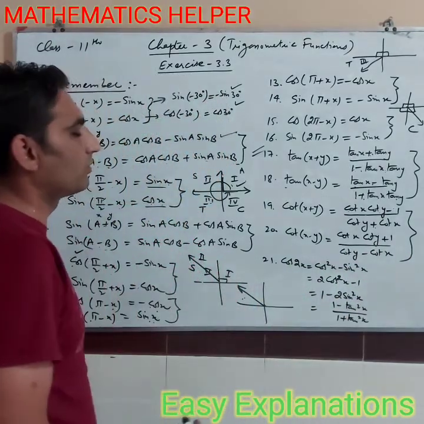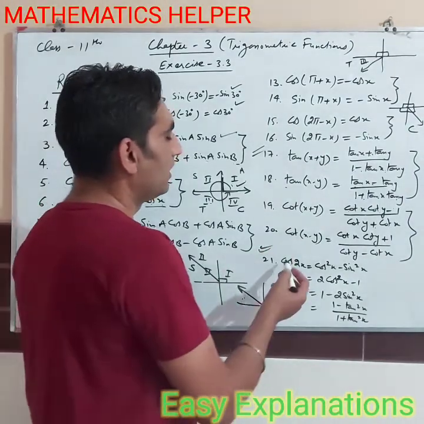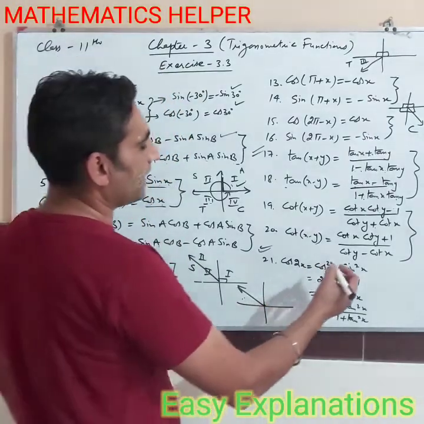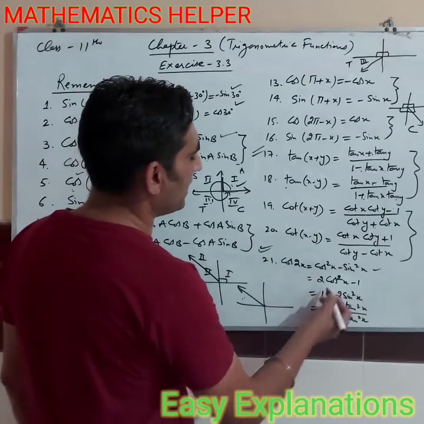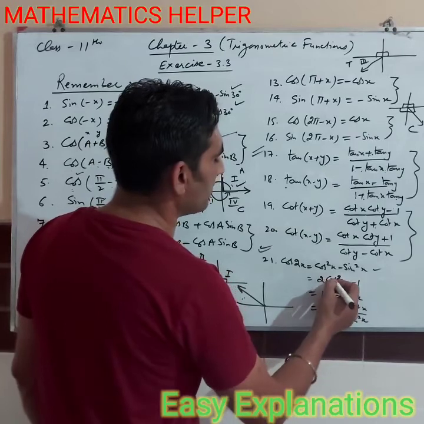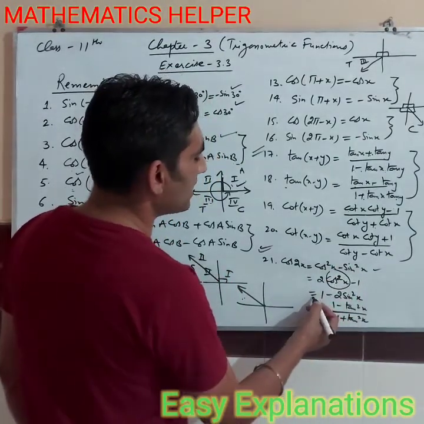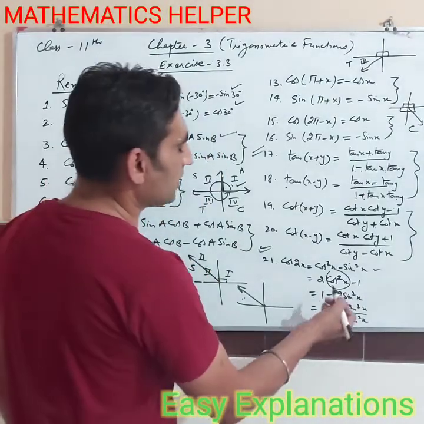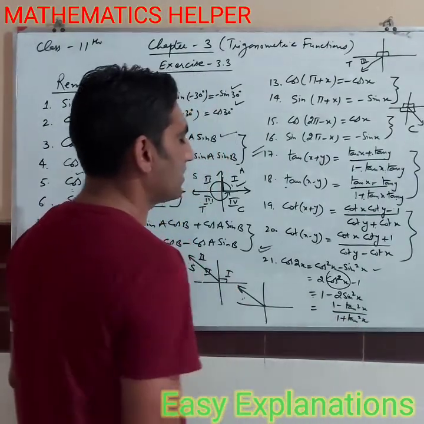Now this 21st formula, very important, very much useful. It is cos of double of an angle, cos 2x. It can be written as cos square x minus sin square x, or it can be written as 2 cos square x minus 1, or if we simplify it by using the value of cos square x as 1 minus sin square x, the answer will come as 1 minus 2 sin square x, or in terms of tan, it is 1 minus tan square x over 1 plus tan square x.